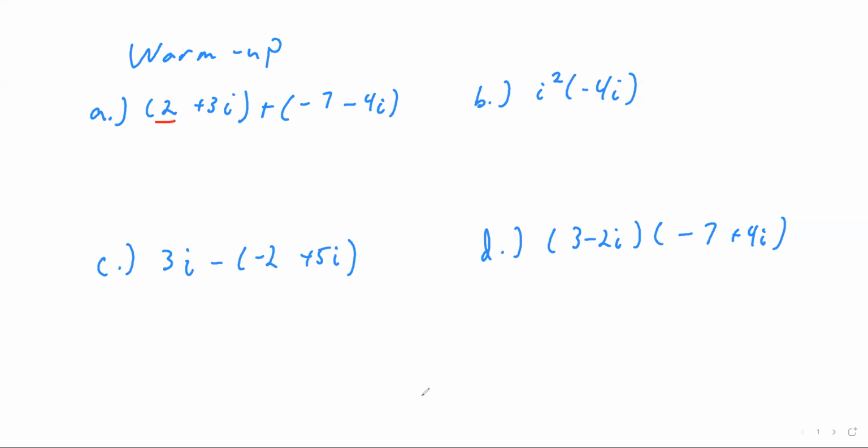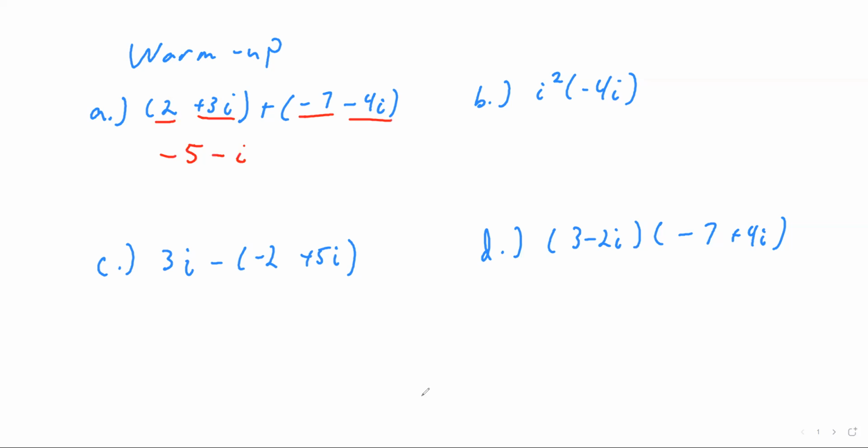So I can go 2 plus -7 and get what? -5. Then I can say 3i plus -4i and get -i. If you said -1i, I wouldn't technically count it wrong, but just know on a multiple choice test that one's just not there. Again, also notice I did the real part and then the imaginary part. So that is the correct answer. Any questions on adding? Pretty straightforward.